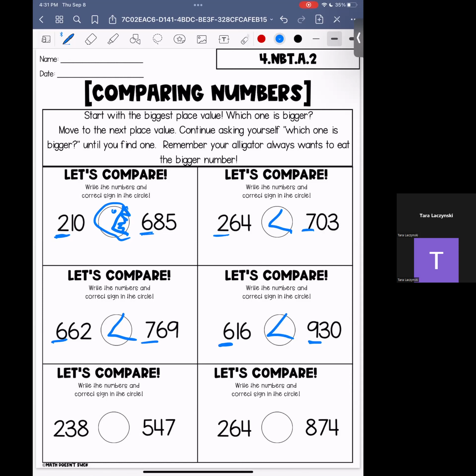Comparing 238 and 547, we start with our hundredths place. We're asking ourselves, is 2 or 5 larger? The 5 is larger. 238 is less than 547. And our last one, comparing 264 and 874, 2 and 8, what is larger? 8 is larger. 264 is less than 874.